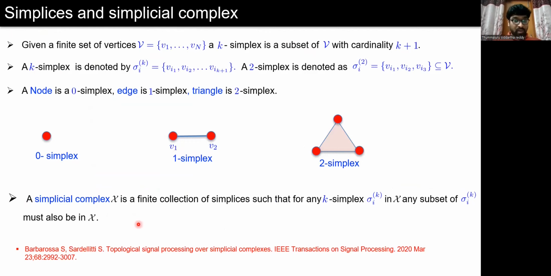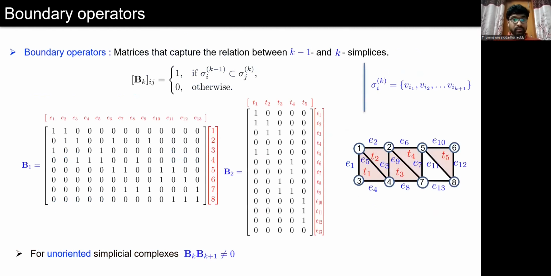A simplicial complex is a finite collection of simplices such that for any k simplex in X, the subsets of the simplex must also be in the simplicial complex. The relationship between the simplices of different orders is captured by the boundary operators. For instance, boundary operator Bk captures the relationship between k minus 1 and k simplices and has non-zero entries if the k simplex is incident on the k minus 1 simplex.